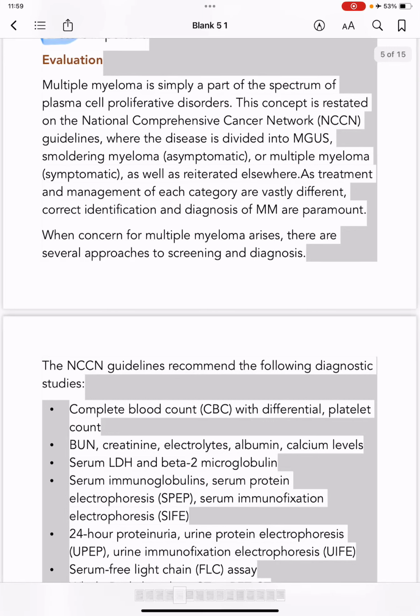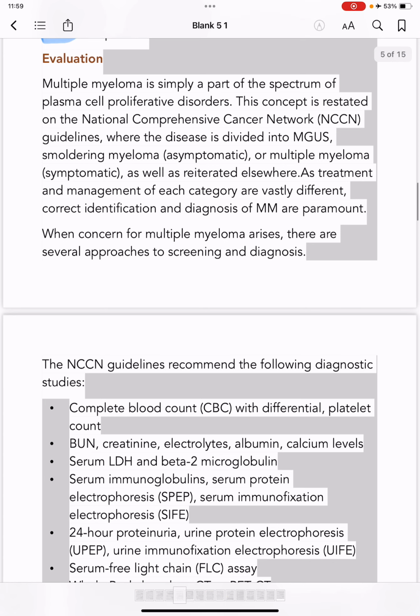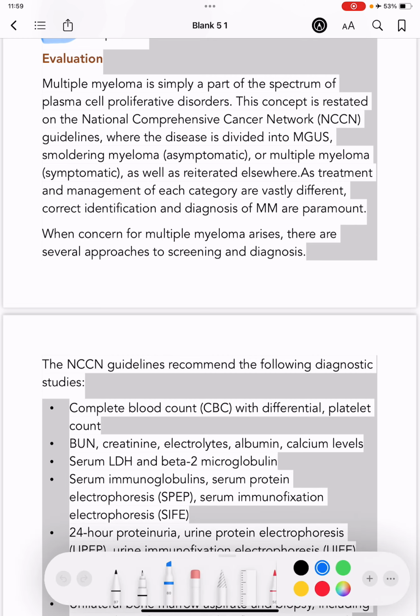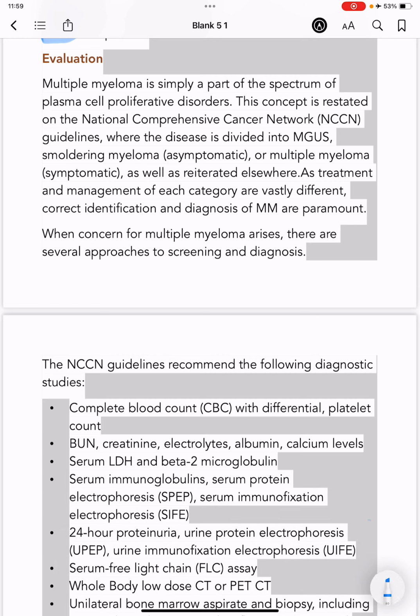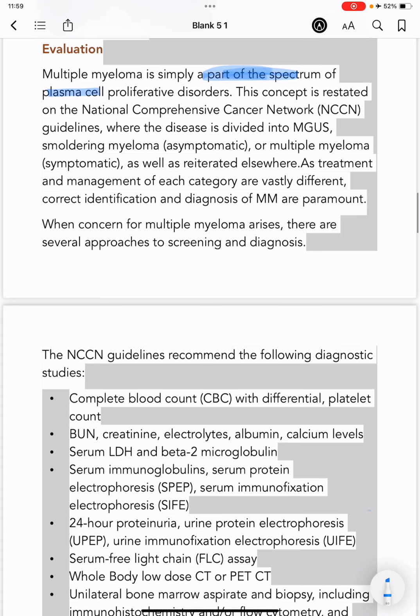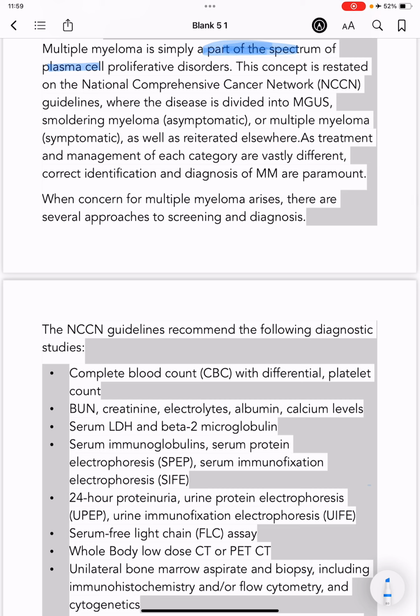Then the evaluation of multiple myeloma. This multiple myeloma is a continuation of a previous lecture. Multiple myeloma is part of the spectrum of plasma cell proliferative disorders. This concept is restated in the NCCN guidelines.